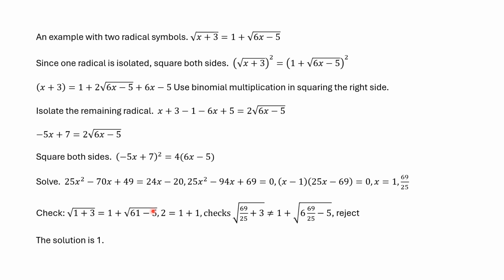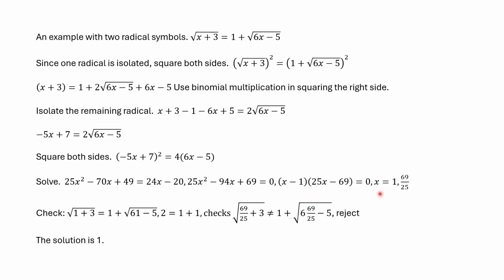So we have a quadratic, 25x squared. We have a negative 70x, and over here I have 24x. So I subtract that. I get negative 94x, and 49 plus 20, I get 69. And the quadratic, of course, is equal to 0. So I will factor this, and yes, it does factor. x minus 1 times 25x minus 69.